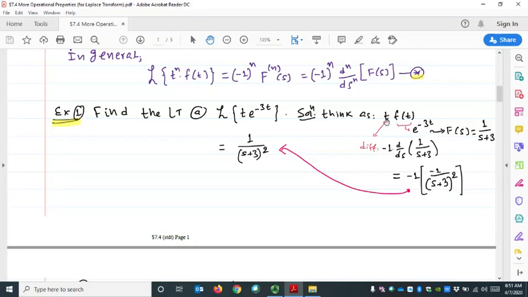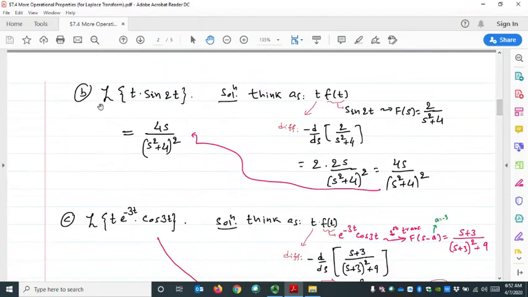And then the t in front suggests we take the derivative. So multiply by negative 1 and take the derivative of this transform, so minus minus plus, giving 1 over (s plus 3) squared. So we found the Laplace transform of t times e to the power negative 3t equals 1 over (s plus 3) squared. Great.